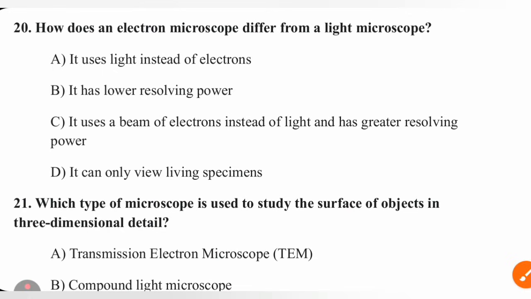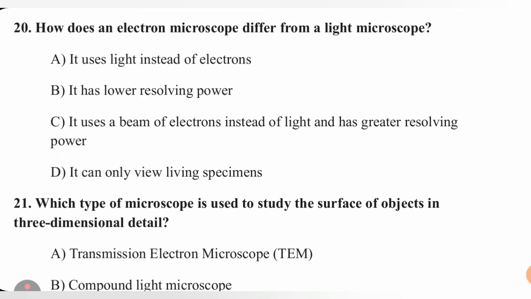20. How does an electron microscope differ from a light microscope? A. It uses light instead of electrons. B. It has lower resolving power. C. It uses a beam of electrons instead of light and has a greater resolving power. D. It can only view living specimens.